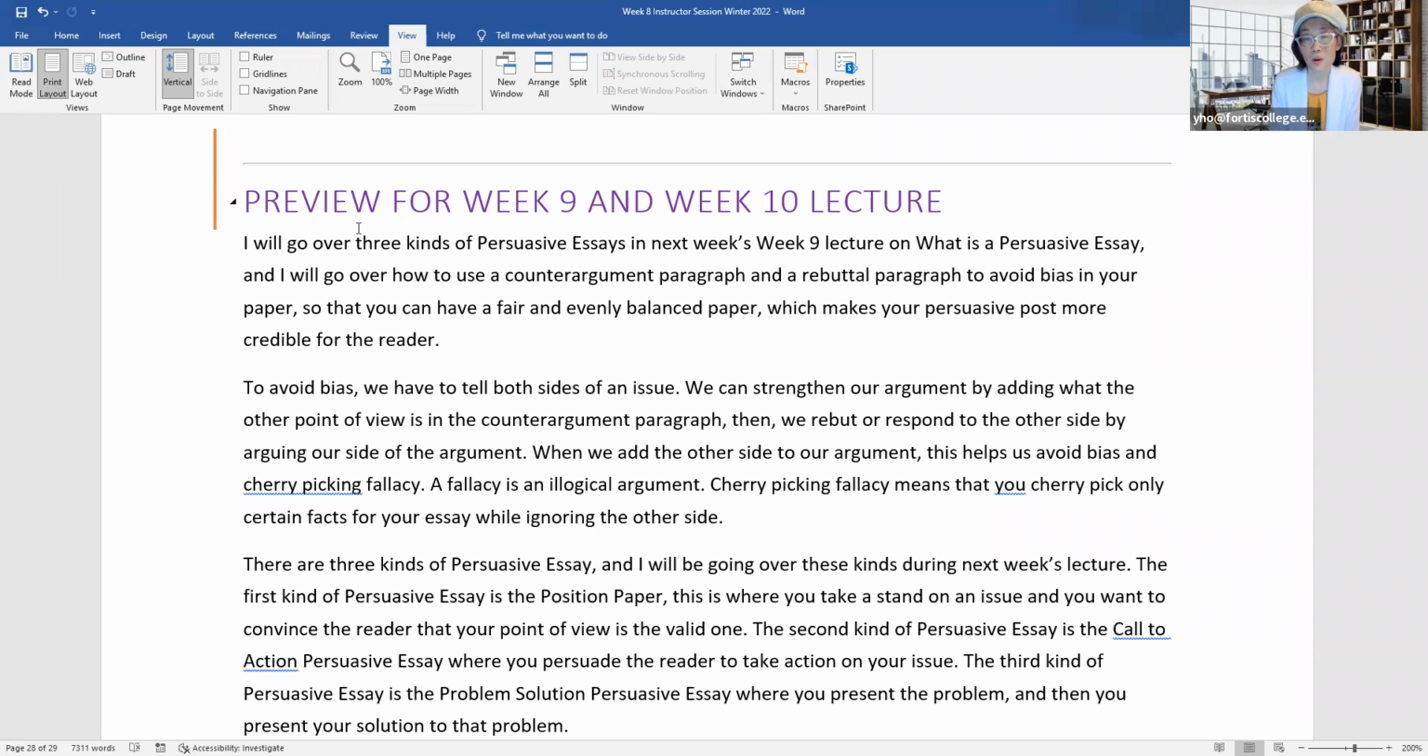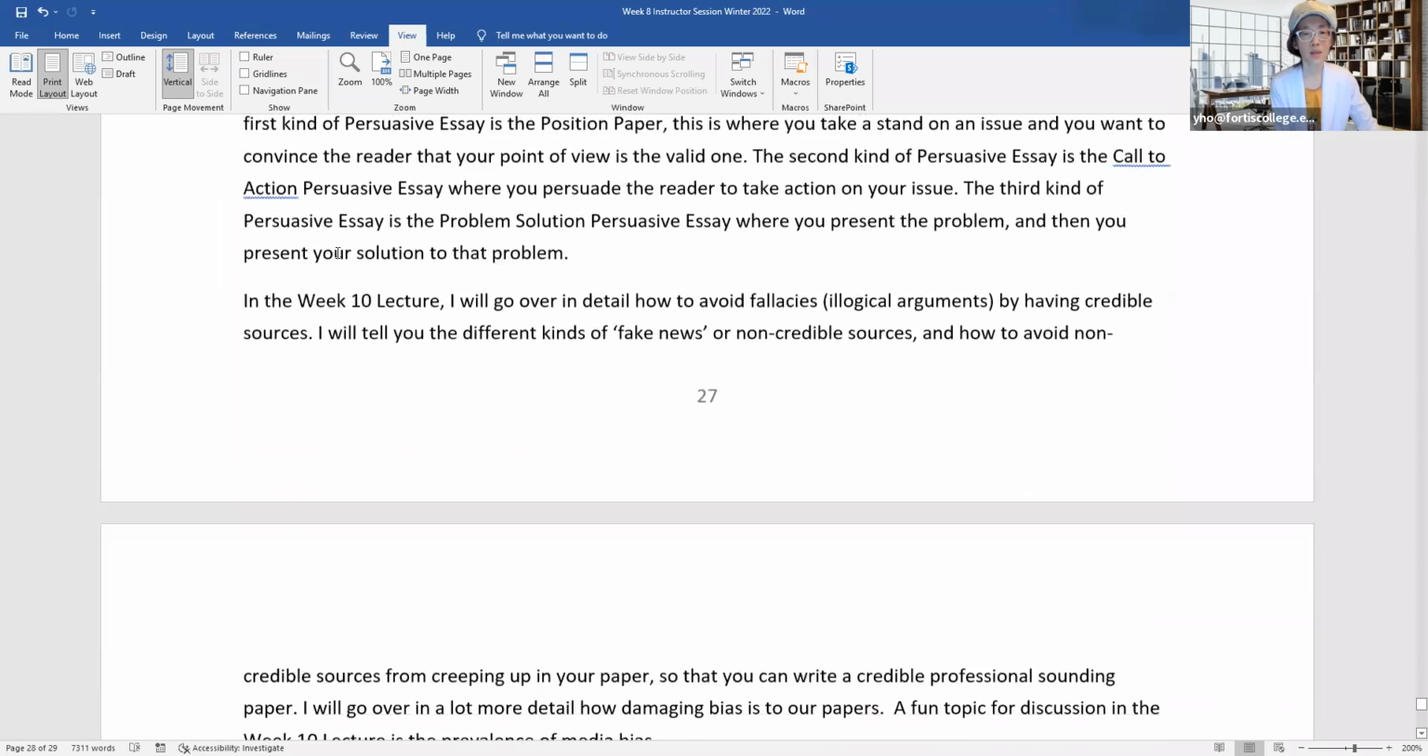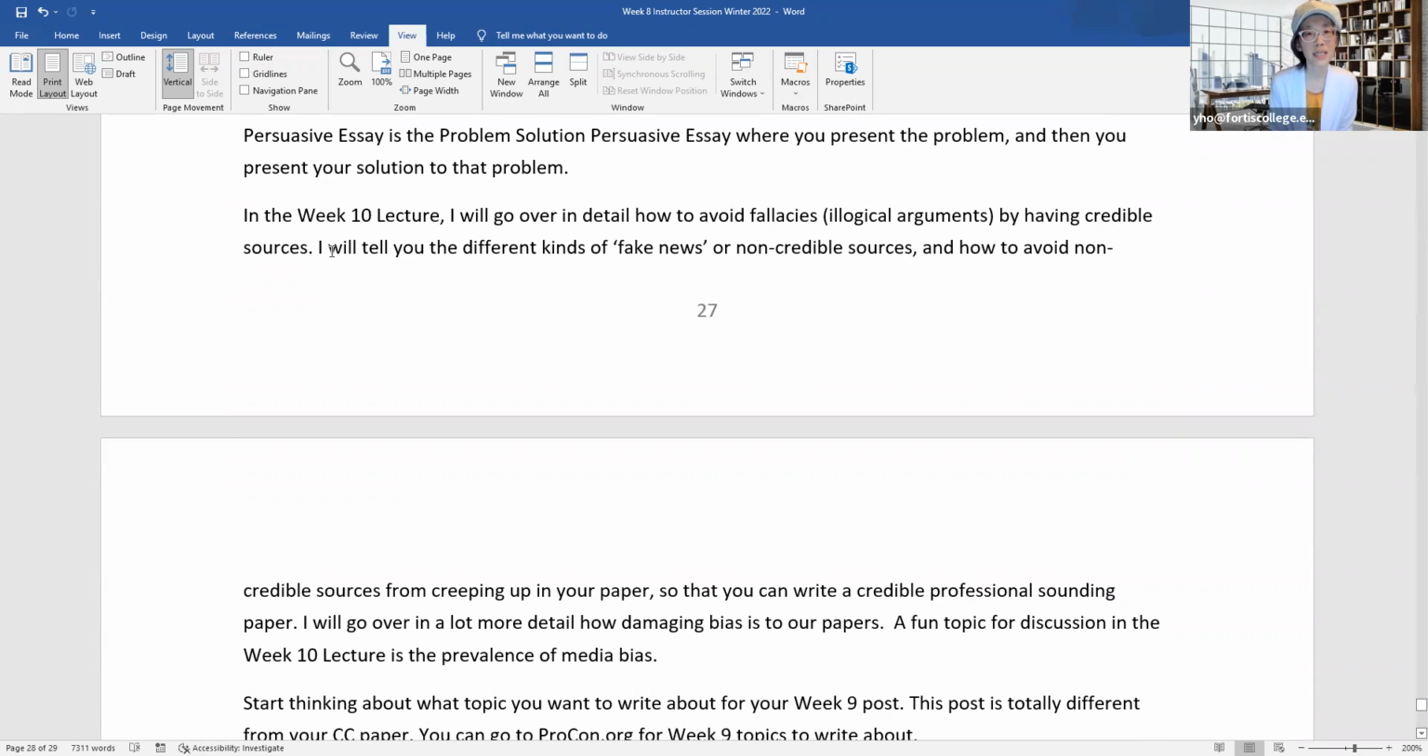And a call to action persuasive paper is very similar to the third kind of persuasive paper, which is a problem solution, where you describe the problem and then you find a solution. So very, very similar. The number 2 and number 3 kinds of persuasive essays are very similar, because in both of them, you're describing some kind of problem and then you're trying to find some kind of solution. I will go into more detail about the 3 kinds of persuasive essays in next week's lecture, and in the week 10 lecture, I will go over in detail how to avoid fallacies by having credible sources.